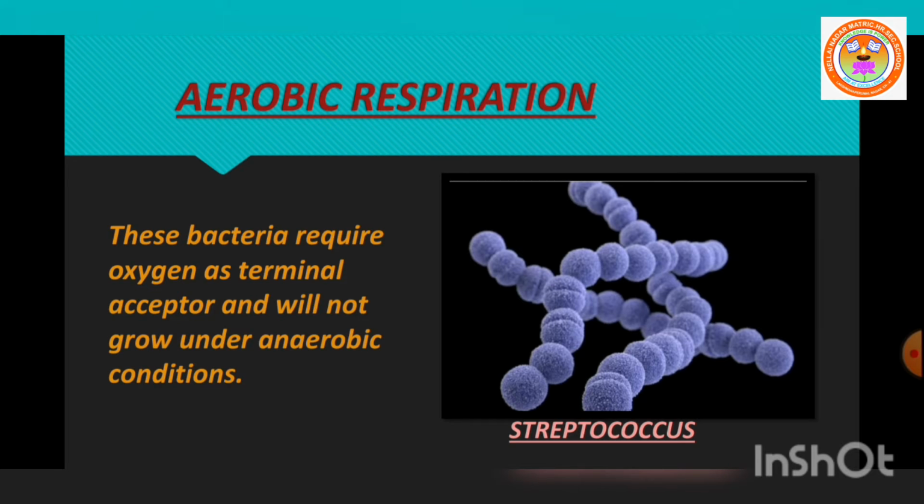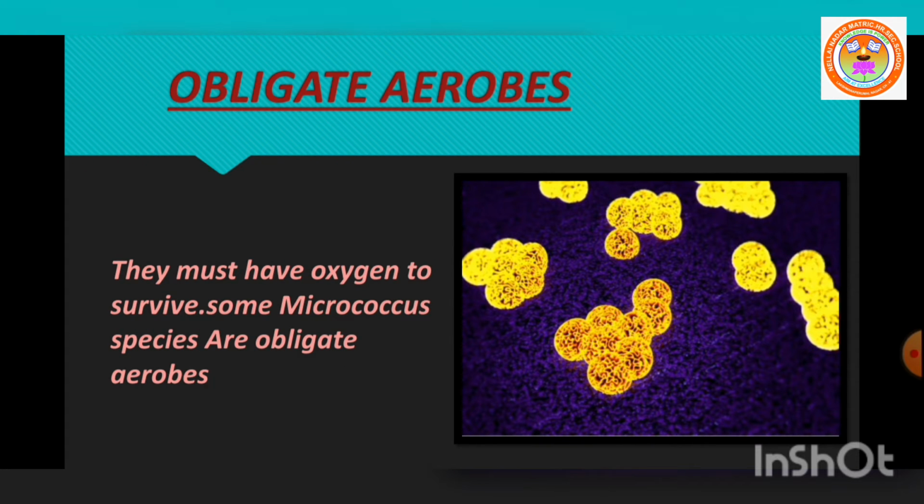Some Micrococcus species are obligate aerobes. What do you mean by obligate aerobes? We know what an aerobe is: the bacteria that respire in the presence of oxygen, the bacteria involved in aerobic respiration. So some Micrococcus species are called obligate aerobes. That means they must have oxygen to survive. In the absence of oxygen, these microbes cannot survive. So they are said to be obligate aerobes. A very good example, Micrococcus.